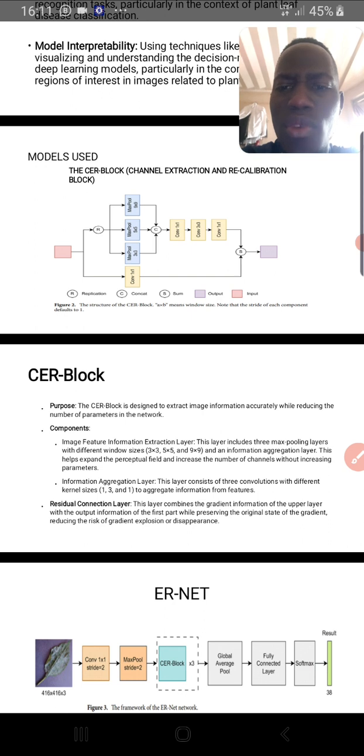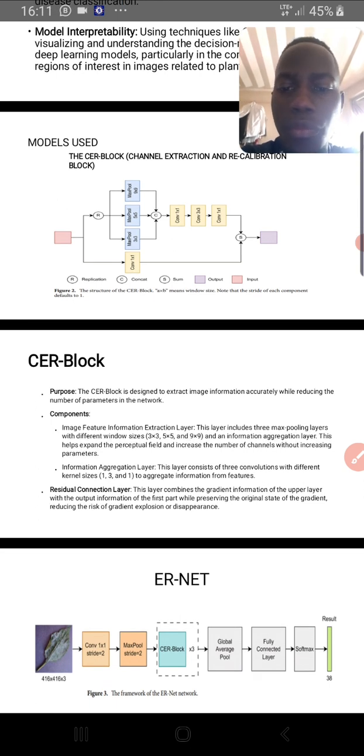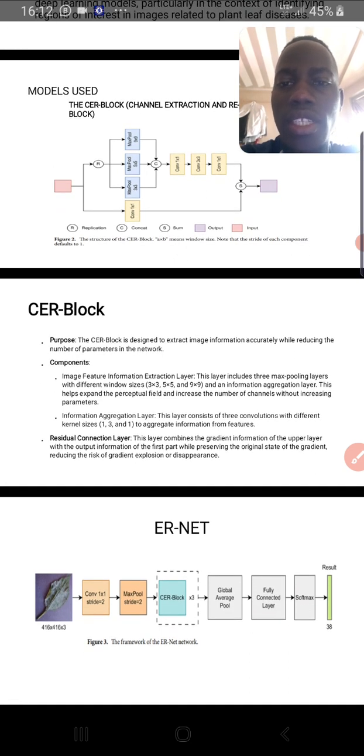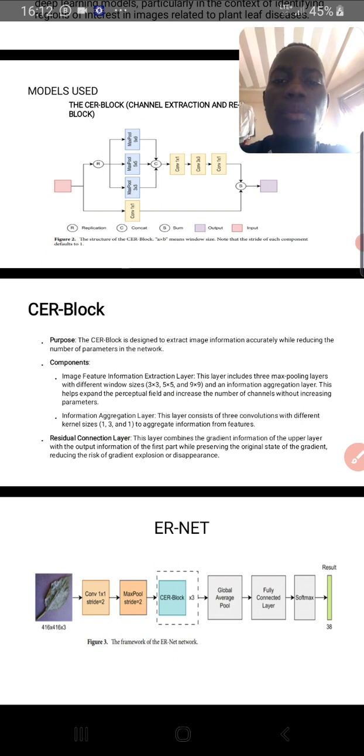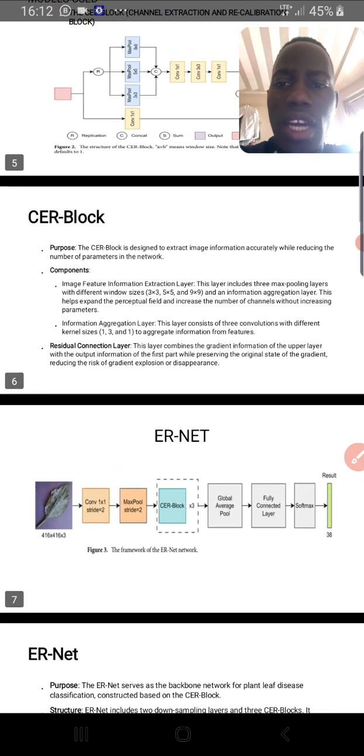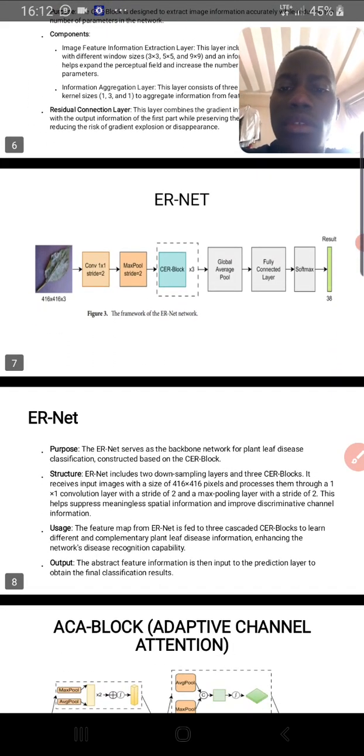This CER block has the image feature information extraction layer, and that layer has 3 max pooling layers, and then it also has the information aggregation layer that has convolutional layers of sizes 1, 3, and 1. The image is put in this orange rectangle as the input, and then we shall get the final decision from the purple rectangle. That is the CER block. And then we shall go to the Ercp-Net.